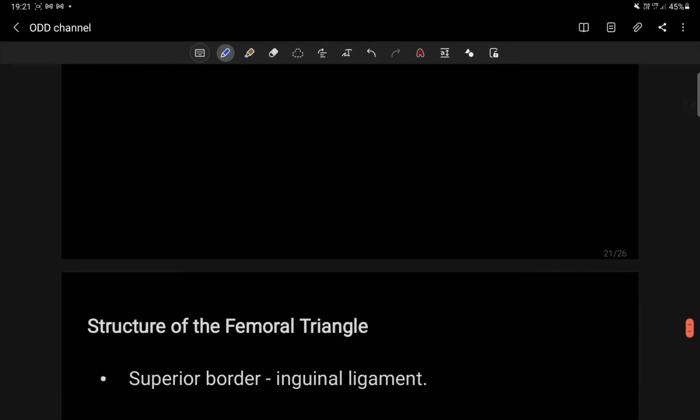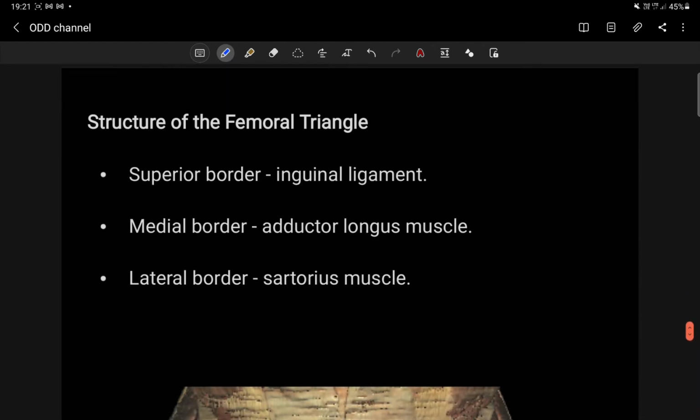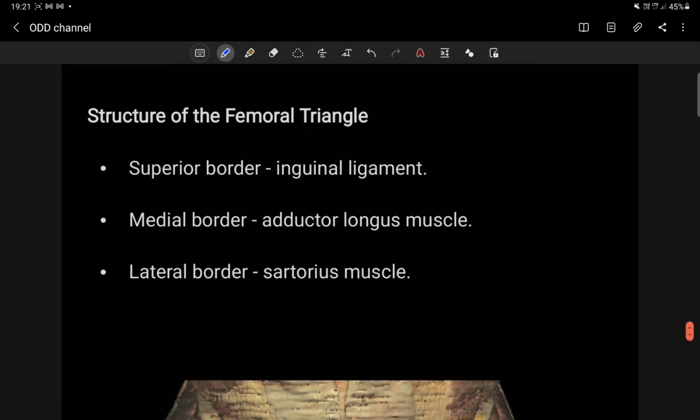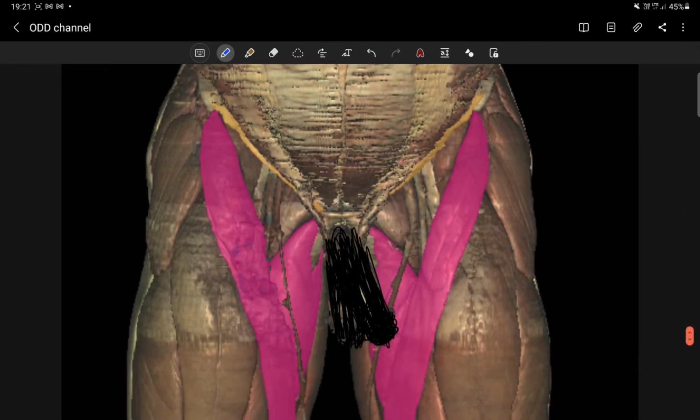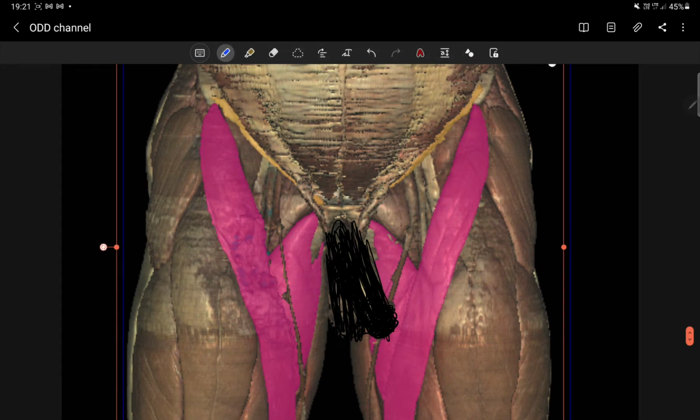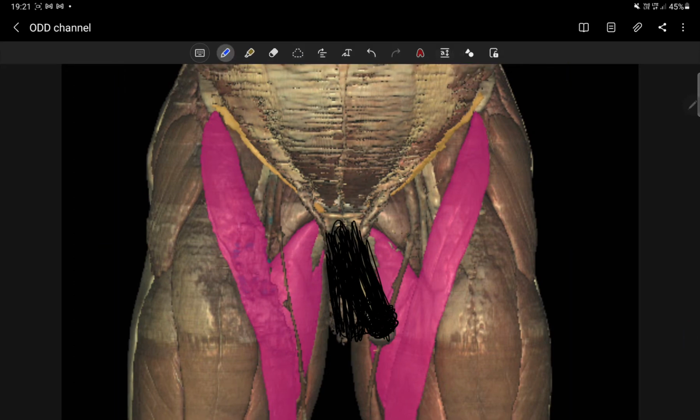Now let's discuss the topic in detail. The structure of the femoral triangle, as we just discussed: it is formed superiorly by the inguinal ligament. You can see in this diagram, superiorly it is formed by the inguinal ligament, medially by the medial border of the sartorius muscle, and laterally by the lateral border of the adductor magnus.